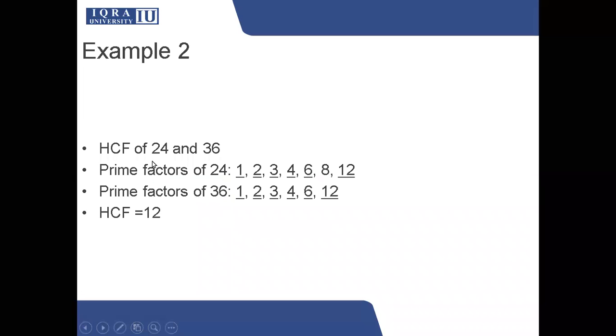Another example is 12, 24 and 36. We find the factors of 24: 1, 2, 3, 4, 6, 8, 12 and 24. And the factors of 36 are 1, 2, 3, 4, 6, 9, 12, 18 and 36. We find the highest common factor, which is 12. So the HCF is 12, right?